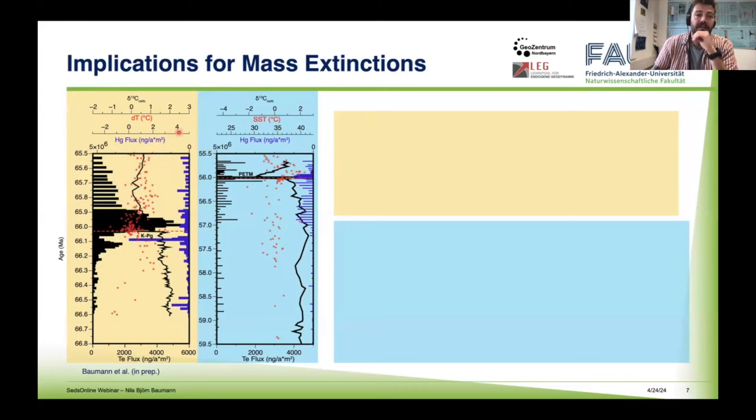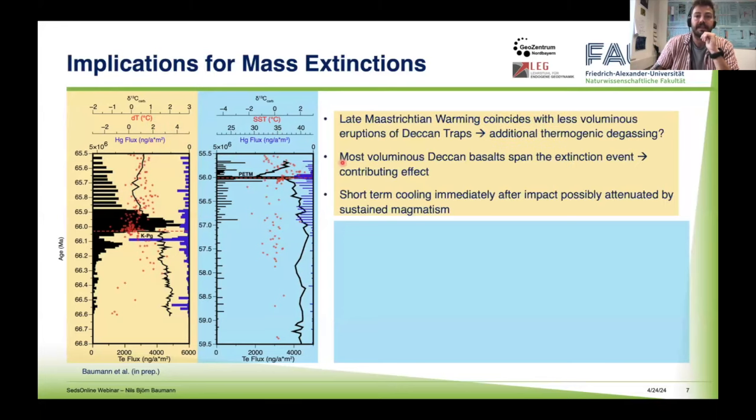And so what we see here when we combine fluxes and changes in temperature and the carbon isotope excursion is that, first of all, this late Maastrichtian warming, which is a very prominent warming period here, coincides with the less voluminous, or at least less degassing related eruptions, which tells us that while volcanism must have contributed to this warming event, it could also be that a large part of it was thermogenic degassing.